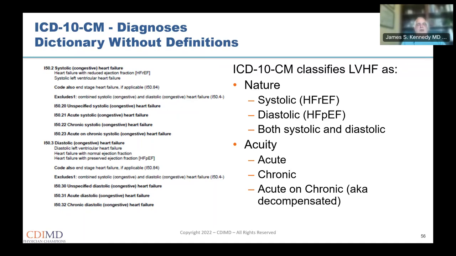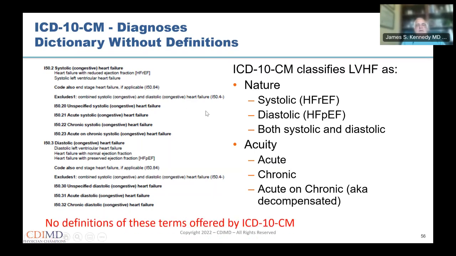These are terms that we think we know. However, if I, as a CDI specialist, am not able to know myself, how can I ascertain whether or not the doctor knows? So these are things that I hope you will have to master. And how will we be able to do that?